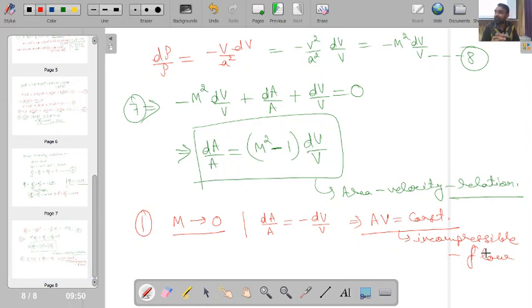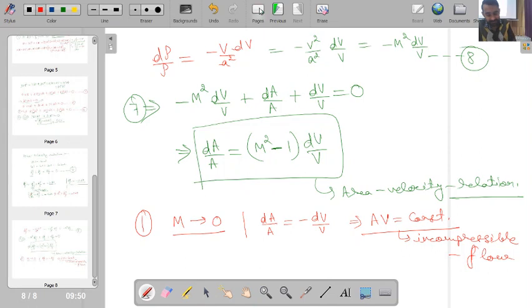When we consider our situation to be incompressible at low Mach number, we say that our flow is nothing but incompressible flow. So you can see over here, when our Mach number is approaching 0, the area-velocity relation gives me A times V equal to constant, which is nothing but the continuity equation for the incompressible flow situation. So this is one point.